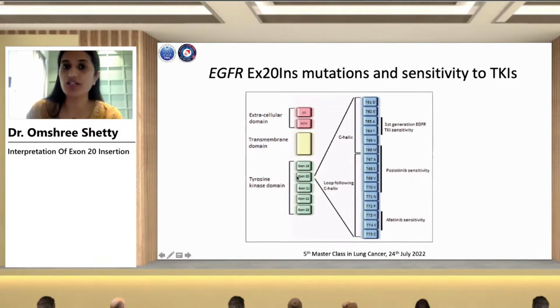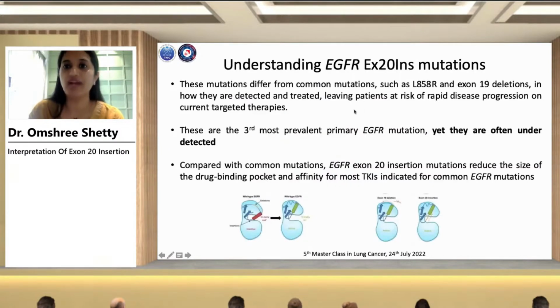So it's not only just knowing whether it is exon 20 positive or negative, it is extremely important to know which region of exon 20 insertion mutation is present. So with that, why is it important? Because these mutations, as I already mentioned, they differ from the common mutations. And if they are undetected, they will leave the patients at a high risk of rapid disease progression.